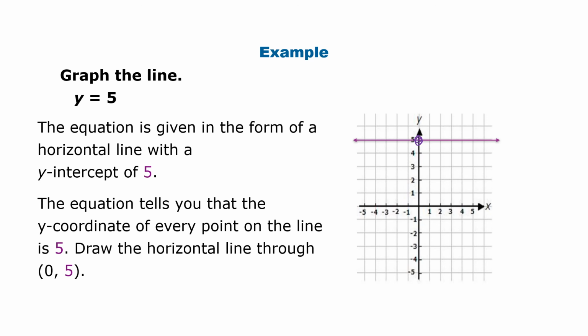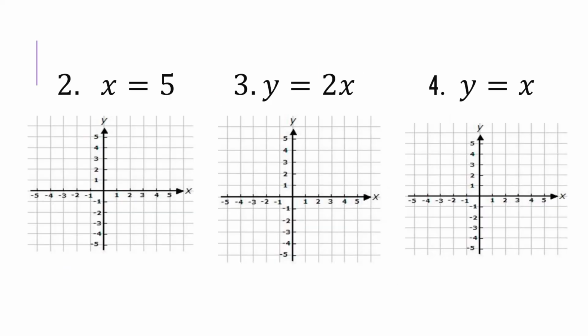The equation that is given is in the form of a horizontal line with a y-intercept of 5. I don't have a slope because my slope is 0, so it would be 0x plus 5. 0 times x is just 0, so it's just y equals 5. The equation tells you that the y-coordinate of every point on the line is 5, which is true. So then go ahead and do these. Pause it so you can do those 3.